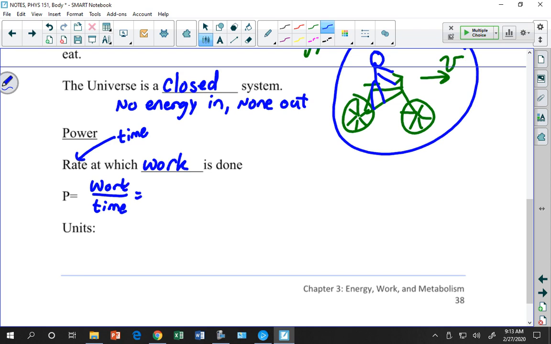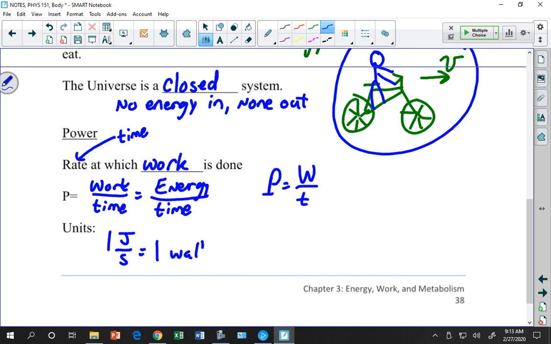But remember that work and energy are closely related, and so I can also think of this as energy per time too. And we'll just use those to be the same as one another. So work over time or energy over time. I think on your equation sheet the equation is listed as W over T for work over time. The unit is a joule per second, and that's equivalent to a watt, which is abbreviated with a capital W. Okay?